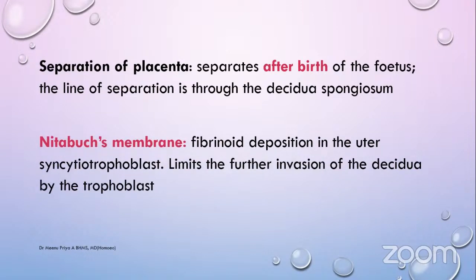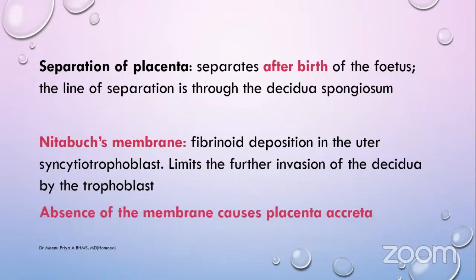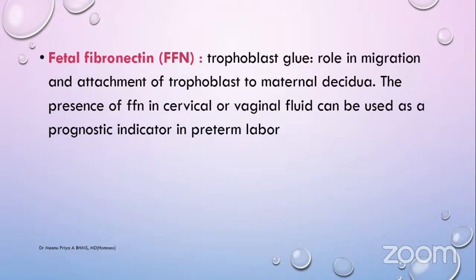So fibrinoid deposition, the Nitabuch's membrane, limits the further invasion of the decidua by the trophoblast. So absence of this membrane causes placenta accreta. Placenta accreta, one of the causes is that Nitabuch's membrane is not there, and it is a fibrinoid deposition. Next is fetal fibronectin.